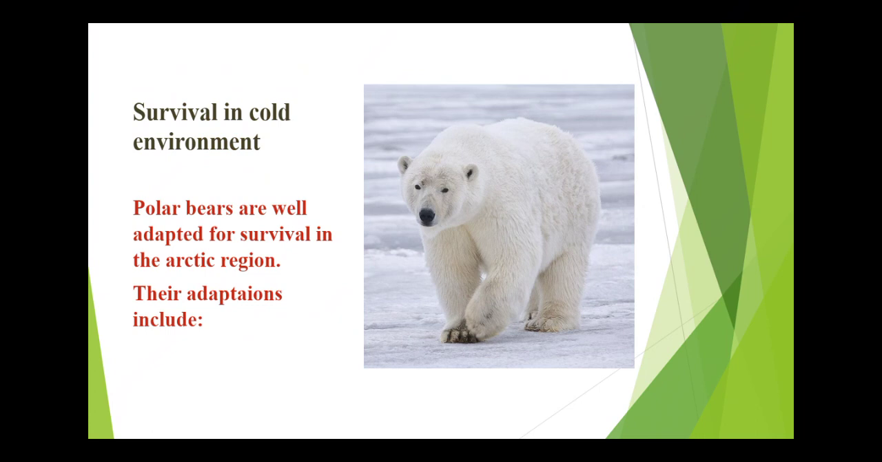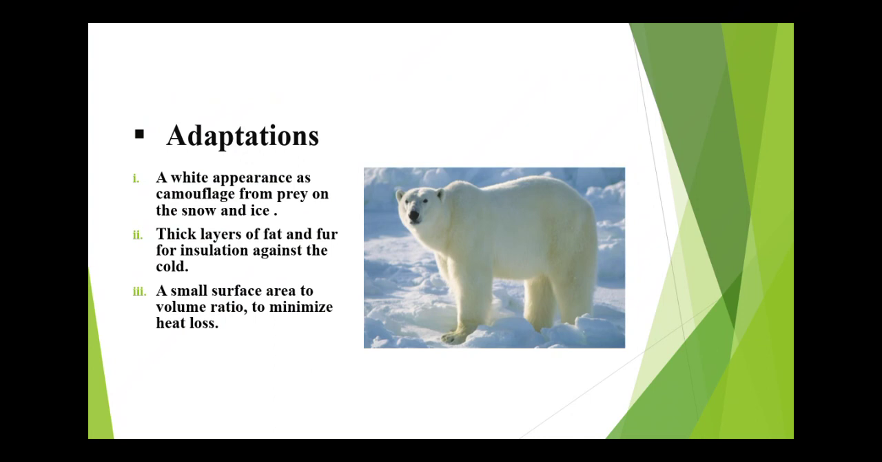Next is survival in a cold environment. The most common example of survival in a cold environment is polar bears. Polar bears are well adapted for survival in the Arctic region. The Arctic region is a polar region located at the northernmost part of the earth, in which snow is present. Their adaptations include a white appearance as camouflage from prey on the snow and ice. The polar bear is white in color, which is the same as snow and ice, which helps them to hide themselves.